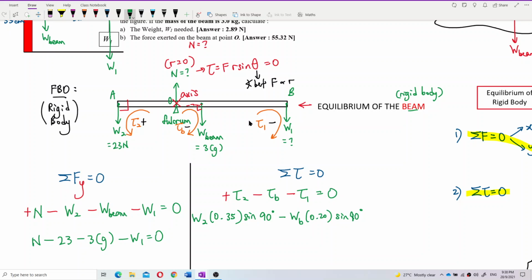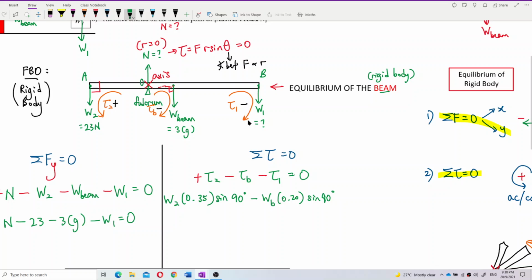And then what's the rest? Finish already the torque of B. How about torque 1? What is W1? We don't know, put as W1. And then how far is W1 to the O? What is the distance? This is the distance we want to find, from B to O.